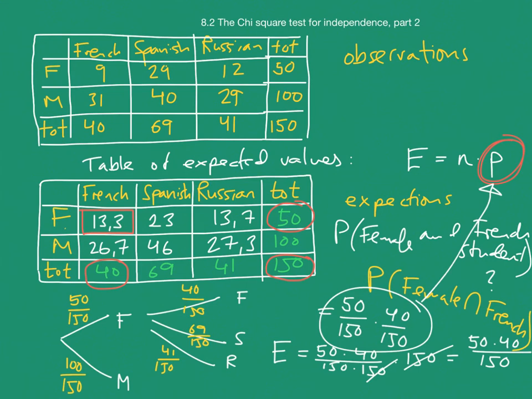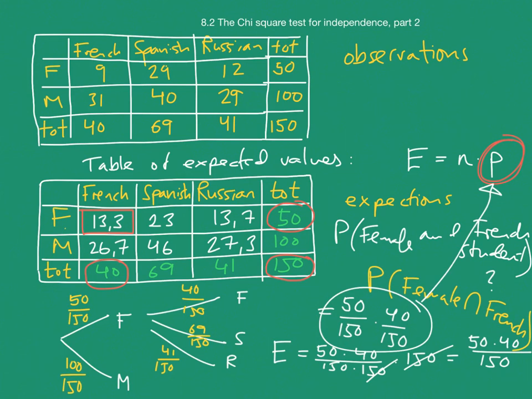And this is the basis for comparison in the chi-square test. So the farther away the observations are from the expectations, the greater the difference, the greater the chance is that there is some sort of dependence here.